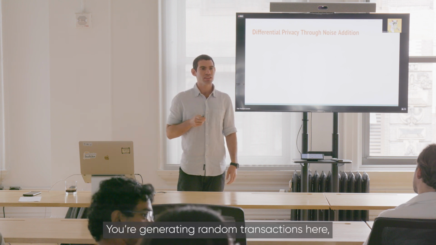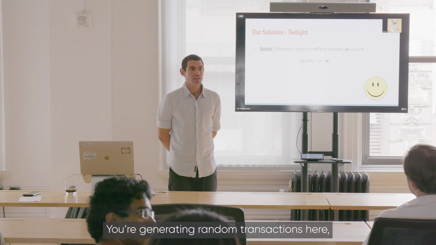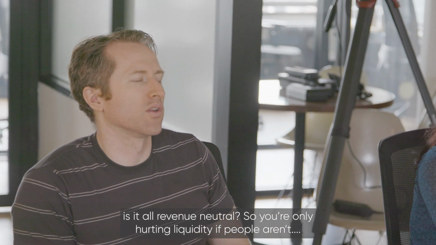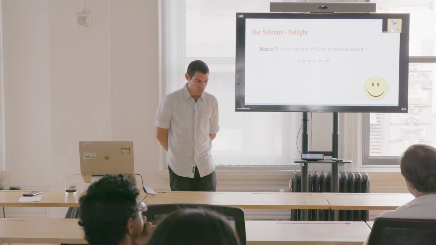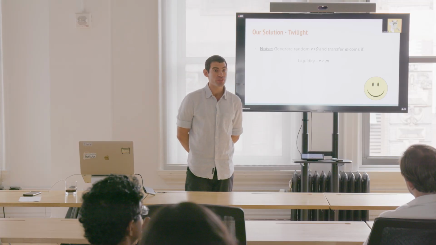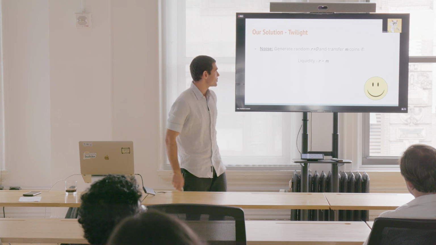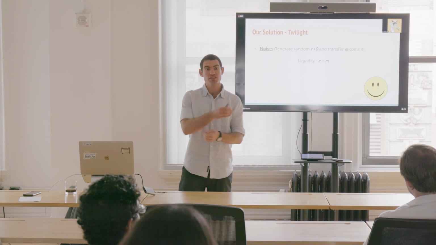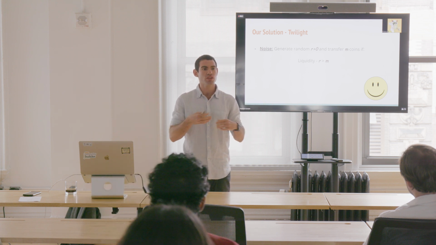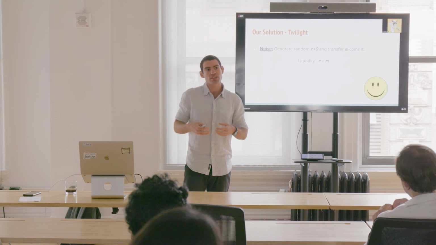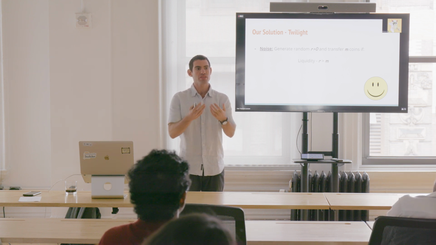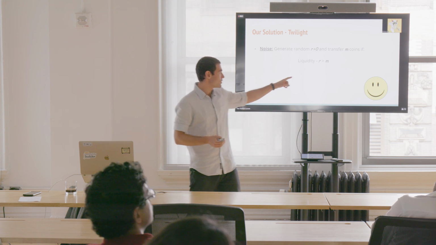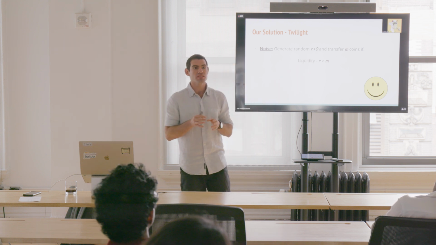I just asked, so you're generating random transactions here, and is it all revenue neutral, so you're only hurting liquidity if people aren't? That's an important question. So we don't generate random transactions. We just generate a random number that reduces locally from the liquidity. This is not a real transaction. This is not real money that goes in the network. Just every channel by itself, when it tries to answer whether it can transfer coins, yes or no, will just reduce locally just for this specific query.